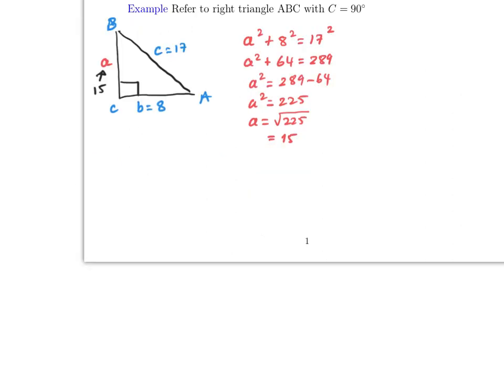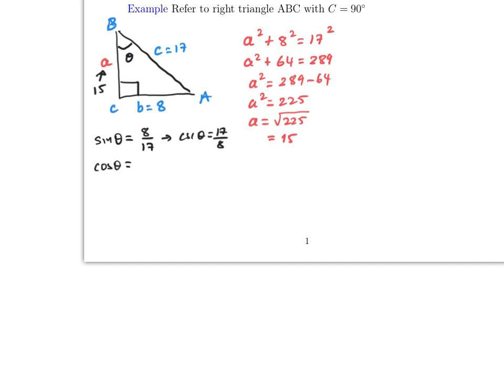Now, once you have all the sides, then you can find all the identities you want. So for example, let's say that theta was here. If theta is there, sine of theta, well, the opposite is now 8, and the hypotenuse is 17. Now, if sine of theta is 8 over 17, that means that cosecant theta will be 17 over 8. That should be obvious, right?